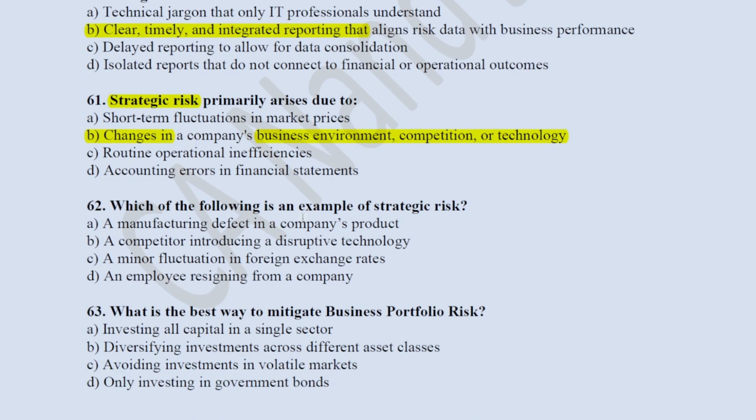Which of the following is an example of a strategic risk? A manufacturing defect in a company's product. Manufacturing defect is not a strategic risk. Competitors introducing a disruptive technology. Yes. A minor fluctuation in foreign exchange rate. It is not. An employee resigning from a company. No. So the answer should be B.